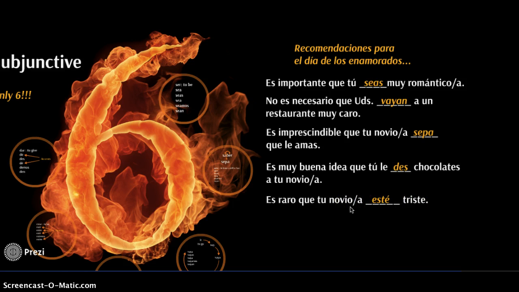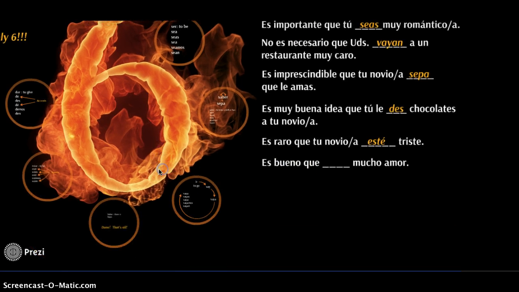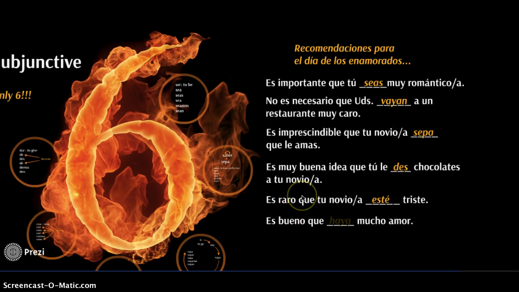Let's move on to the last one. Es bueno que something mucho amor. It's good that there exist lots of love. Remember, there is haya, haber. You can't see it, it's so tiny. Haber, it means there is. So we're going to use that one here. Es bueno que haya mucho amor. So those are my recommendations for el Día de los Enamorados, the day of people who are in love, lovers. Bien.